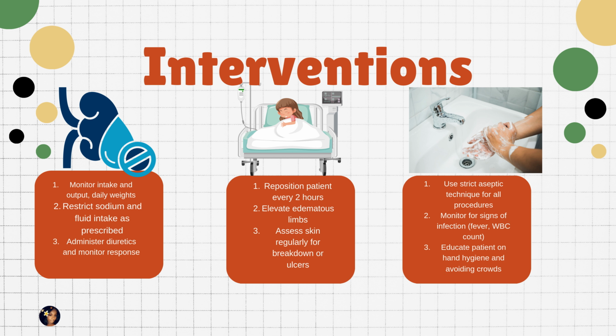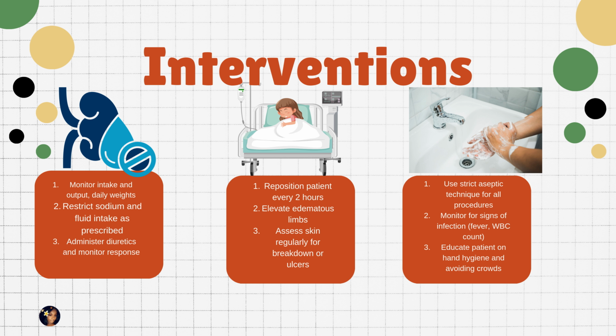Important interventions. Monitor intake and output and daily weights. So you would want to monitor the weights of this patient daily on the same scale every day. Restrict sodium and fluid intake as prescribed. You would want to follow a strict intake for this particular disease, especially as follows for the kidneys. Administer diuretics and monitor response. You would want to administer diuretics so that the patient is not holding on to fluids.